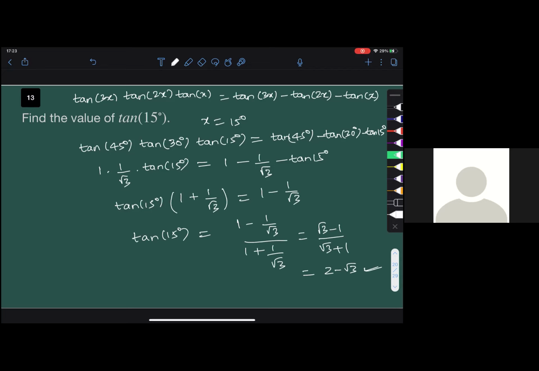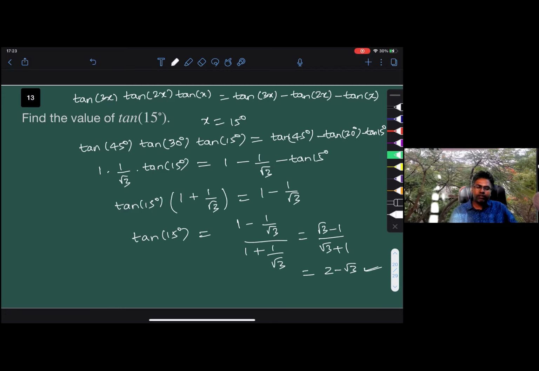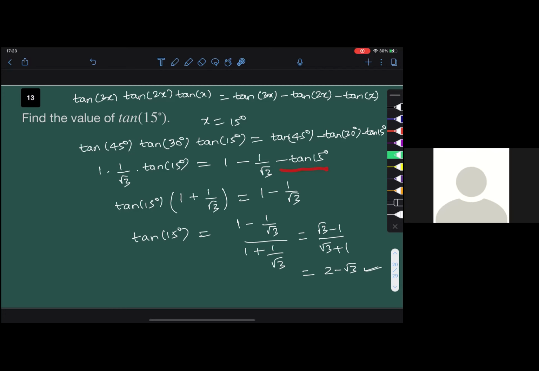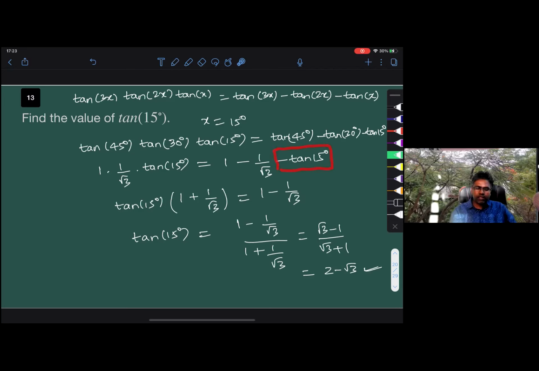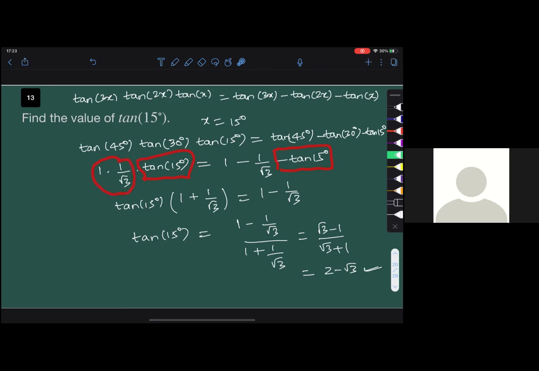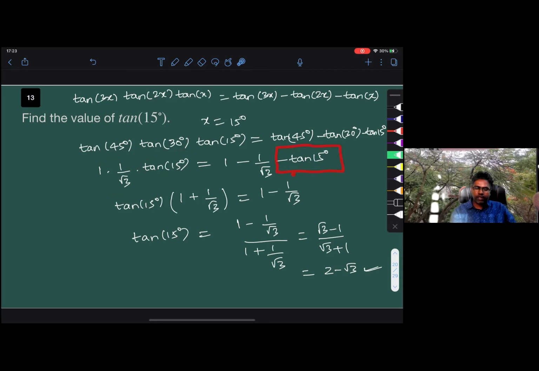So where does minus tan 15 go? I brought it to the left hand side. So if I bring it to the left hand side, there is a common tan 15. So this is 1, 3. This will become plus 1 if it comes to the left side. You understand?